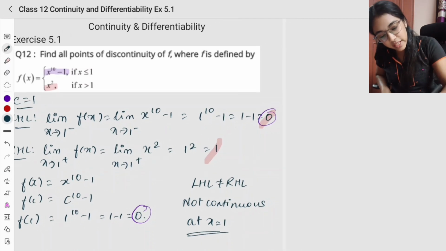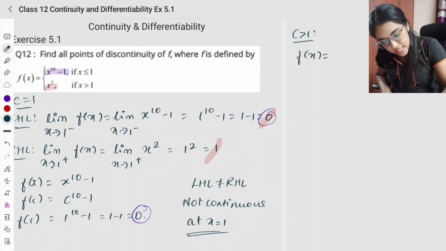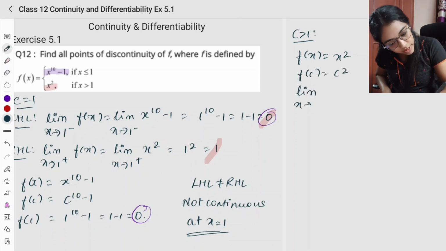You have to look for cases where c is greater than 1 and c is less than 1. Okay, so I have f of x when c is greater than 1, it is highlighted in light pink, which is x square. So what is my f of c going to be? c square. Now limit x tends to c of f of x is going to be limit x tends to c of x square. When I substitute the value of c, I'll have c square.